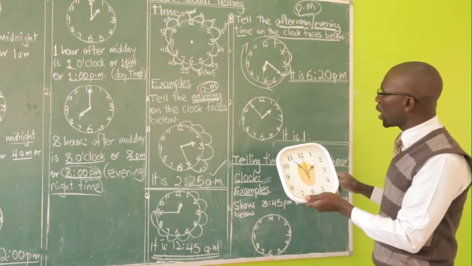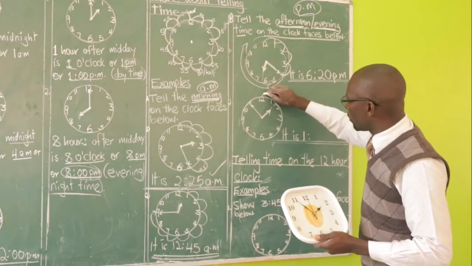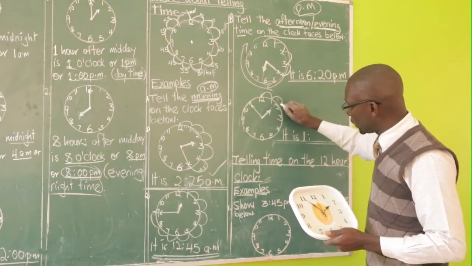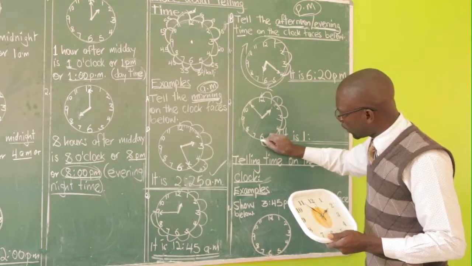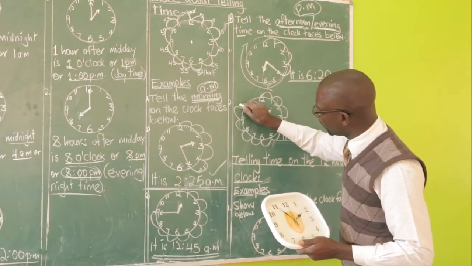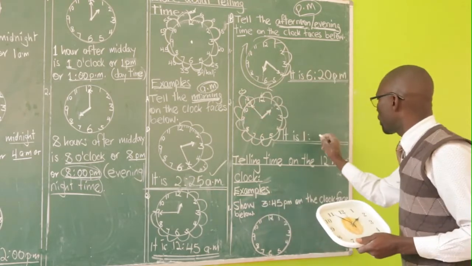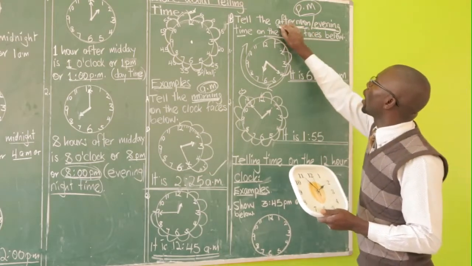If it is still 1, how many minutes have gone past 1? I told you we start from 12 and say 5, 10, 15, 20, 25, 30, 35, 40, 45, 50, 55. So this is 55. We shall come and say it is 1:55, but it is afternoon.